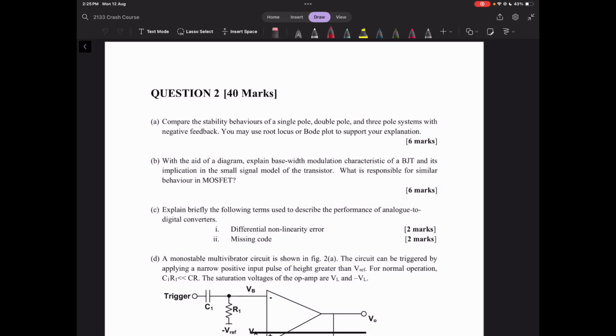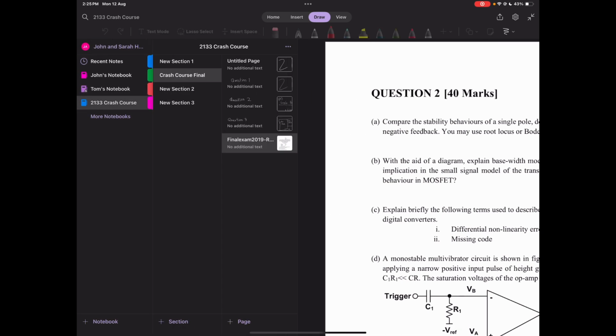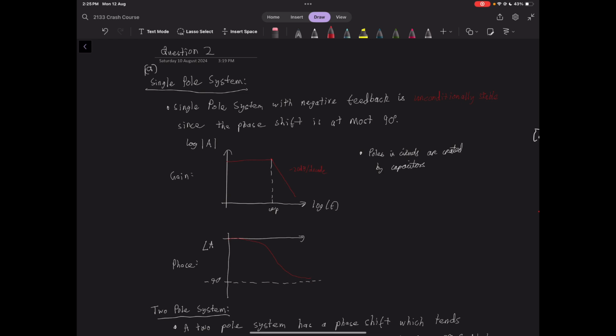And okay, now we're moving on to question 2, which asks us to compare the stability behaviors of a single pole, double pole, and 3-pole system with negative feedback. And we're allowed to use root locus or Bode plots to support our explanation. So, a single pole system is unconditionally stable. It's always stable because the phase shift is at most 90 degrees.